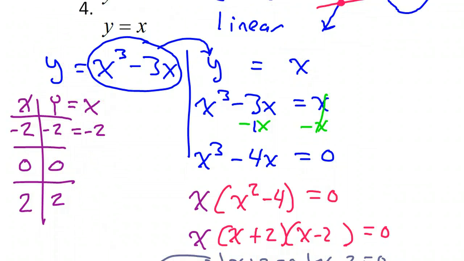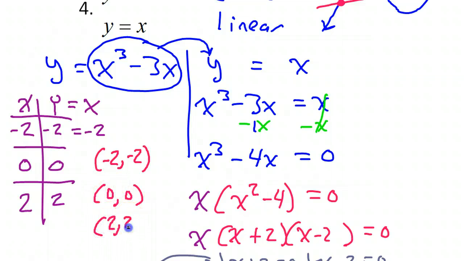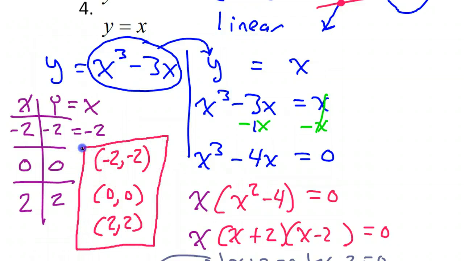That gives me my 3 solutions. I've got negative 2 comma negative 2, I've got 0 comma 0, and I've got 2 comma 2. Alright, 3 points of intersection.